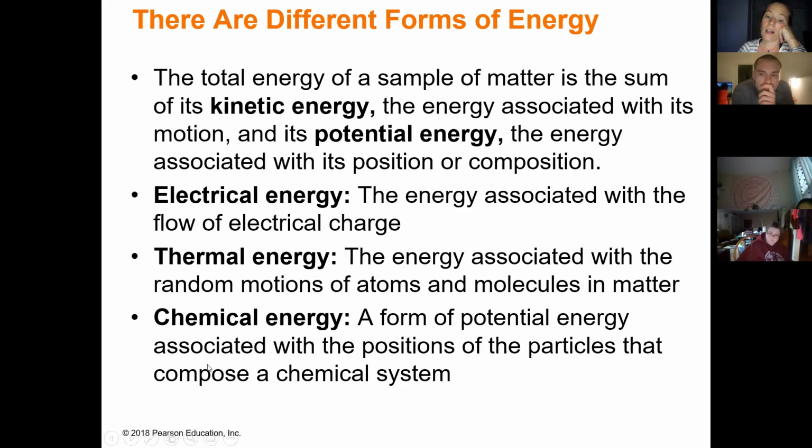We also have chemical energy. Chemical energy is a type of potential energy associated with the position of particles within a material. So TNT, for instance, has a really high chemical energy. Because of the way that the atoms are structured in TNT, it wants to explode. Certain foods have more chemical energy than other foods. They have more calories to them based off of how they're structured. Fats tend to have a lot more chemical energy than carbohydrates.